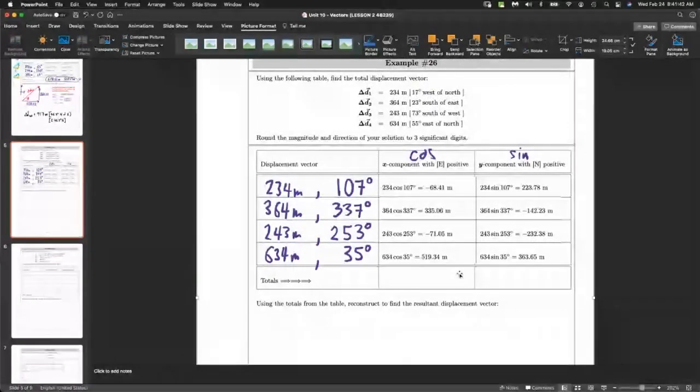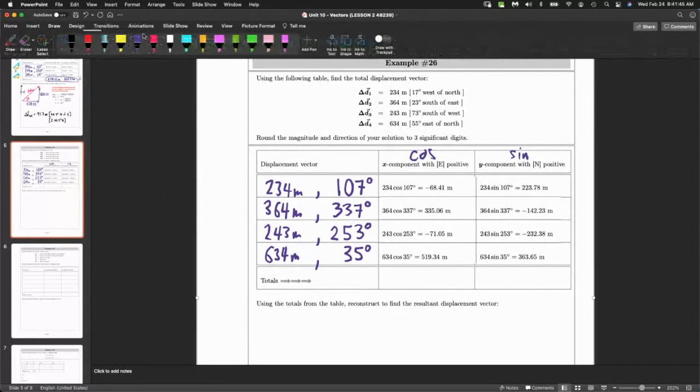Let's take a look at some of these signs. I really want you to understand the ones with the negative signs. I'm going to take the first one here, west of north. Now, when you find the components, you expect the x component to point west. And what do you see? You see a negative sign. So that means it's the opposite of east, so it's west. And then this one is north, so that's consistent.